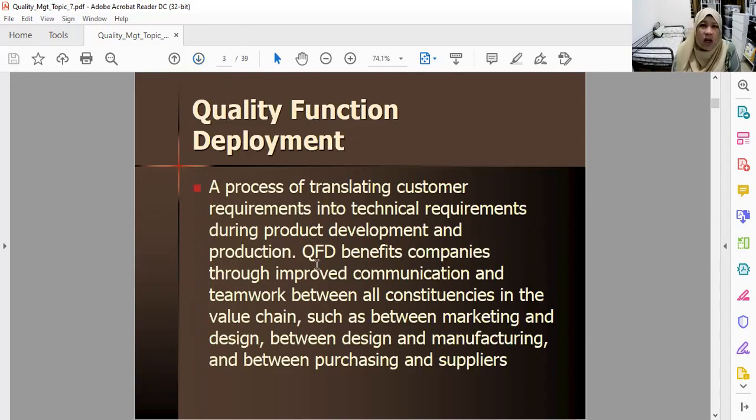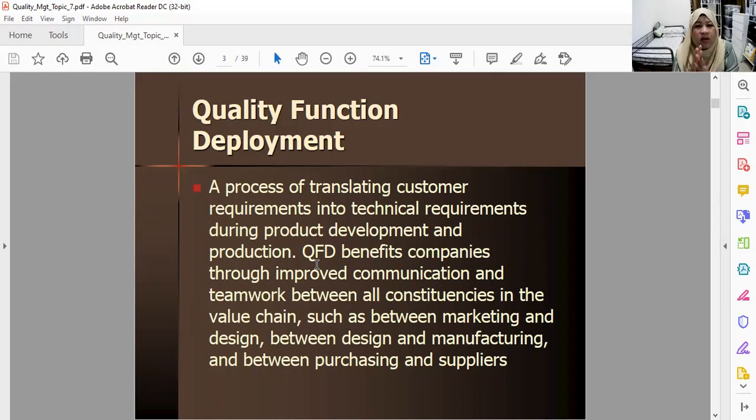What is quality function deployment? According to the textbooks, and also as stated in this slide, it is a process of translating customer requirements into technical requirements during product development and production. Meaning, whatever the customer requires for our products, the company will translate into technical terms.